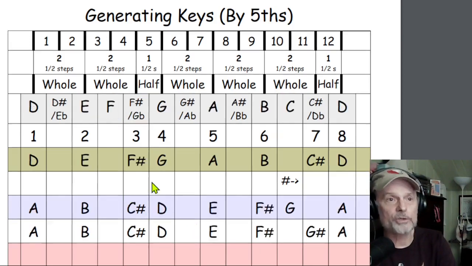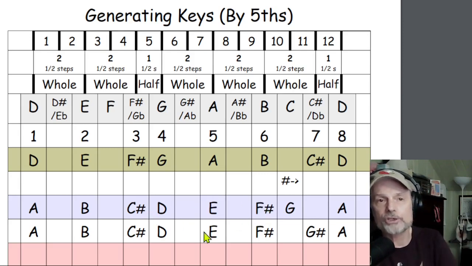Okay, so let's put D in place. Take its 5th, put the A down here, put in the D major scale right there, and notice, same thing. It's our 7th that needs to get sharped. We still have our F sharp and our C sharp, and they still line up with our major scale. So now we have 3 sharps.